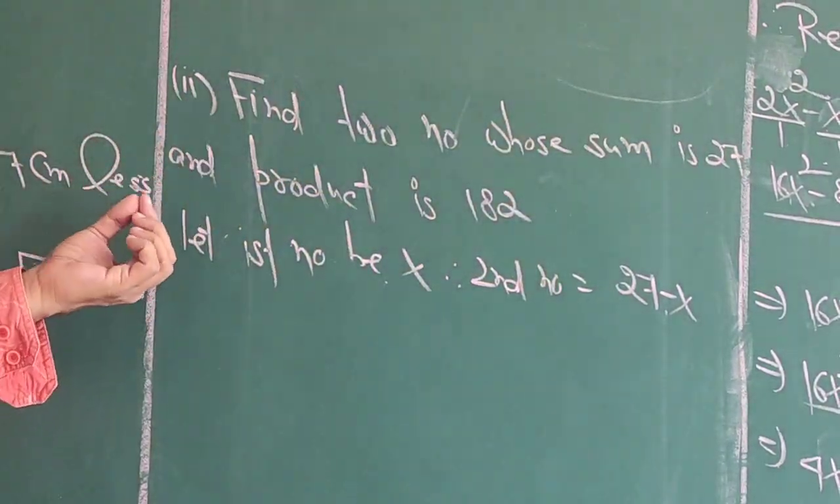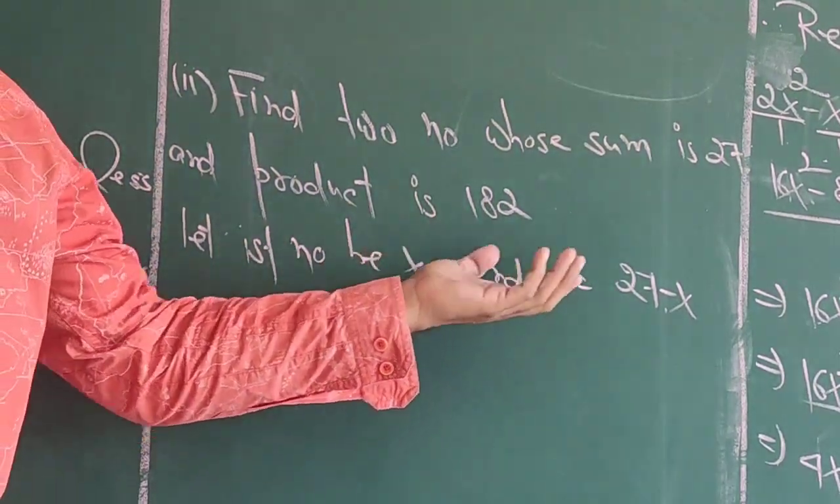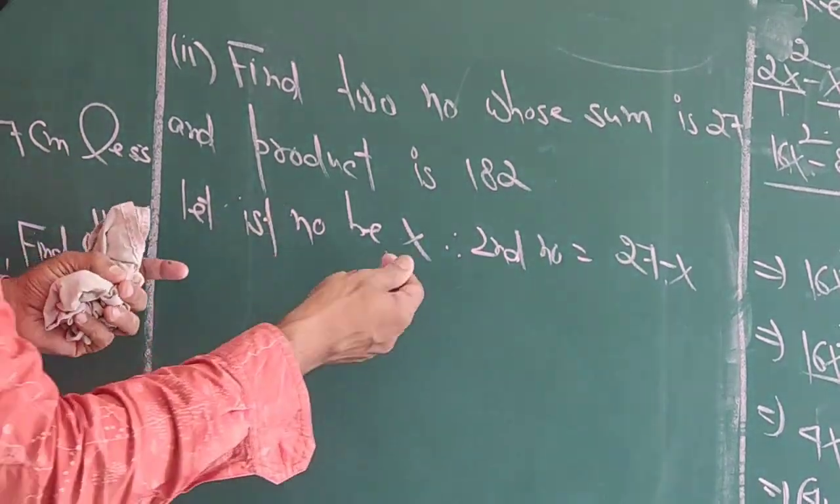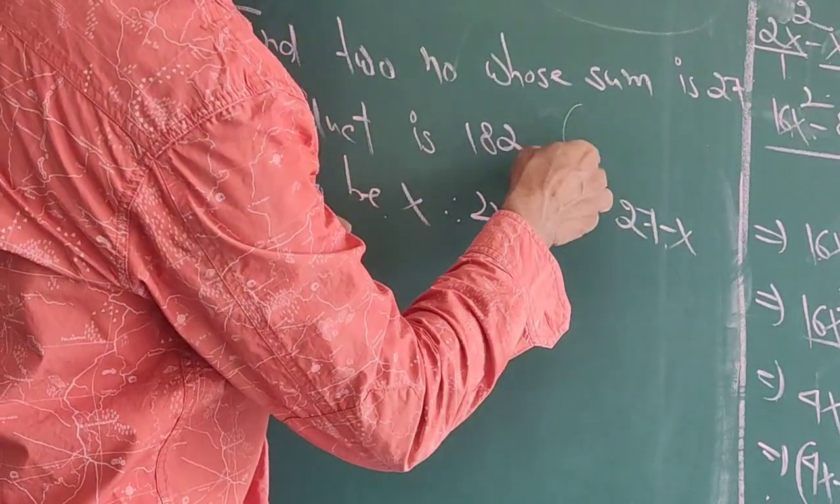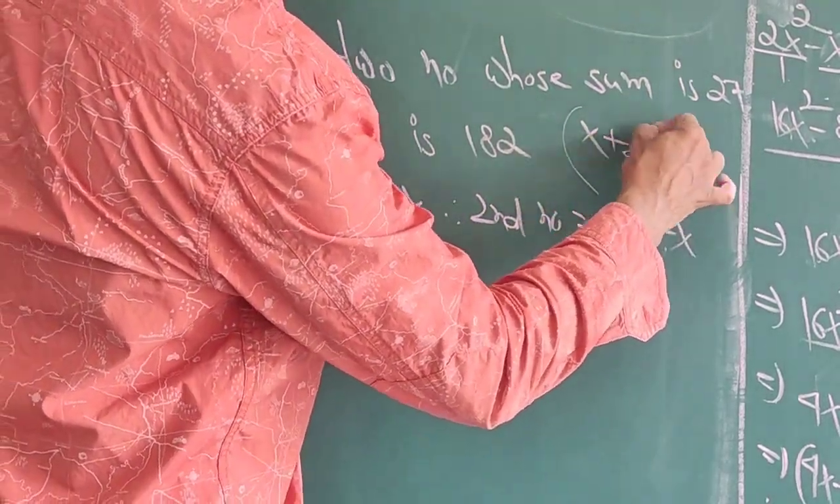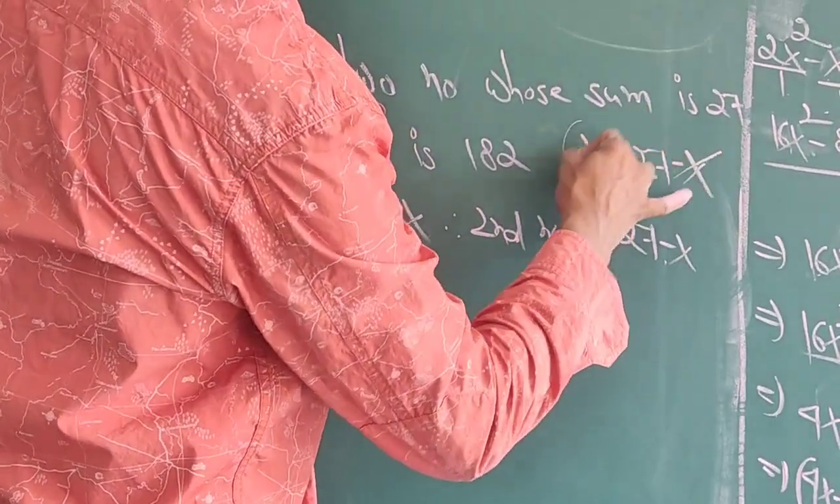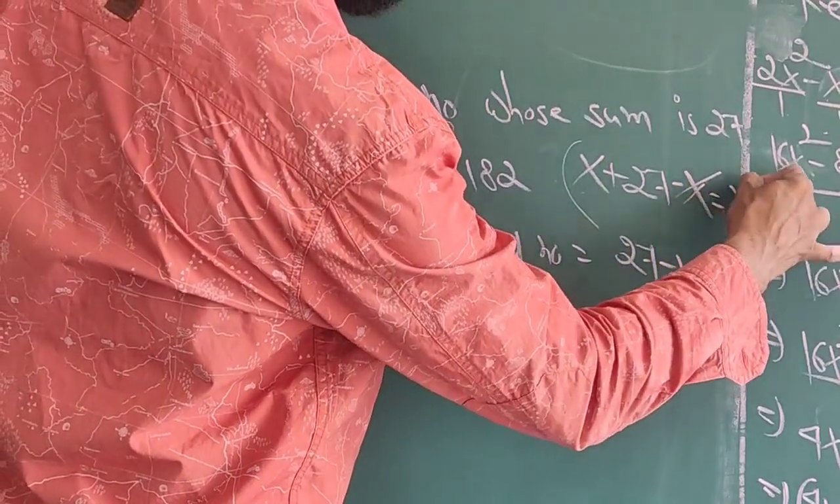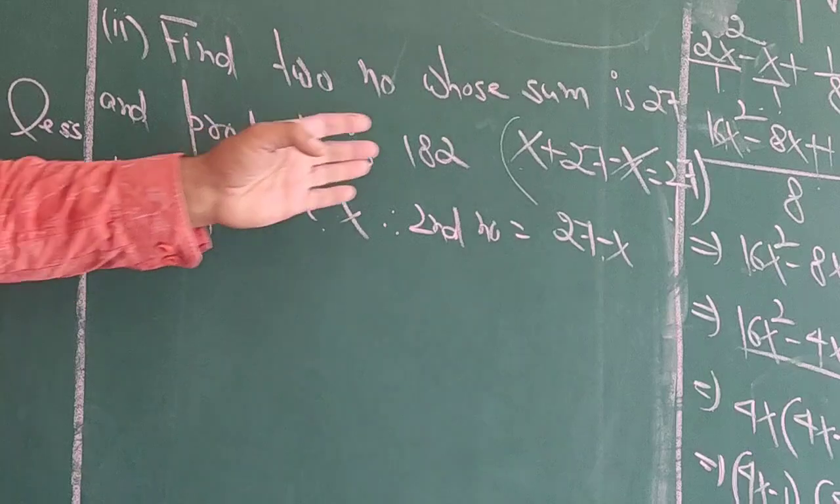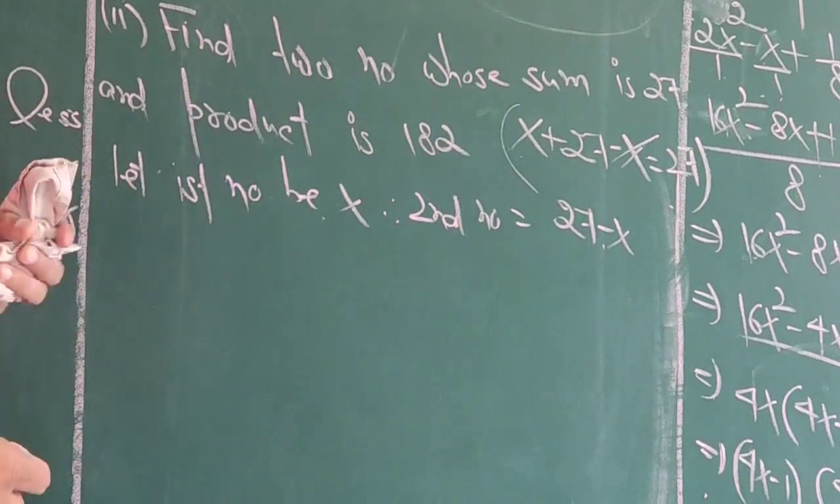So when we suppose the first number is x, then the second number must be 27 minus x, because when we add these two numbers we get 27. By checking, first number x plus second number 27 minus x is equal to 27. So when we assume the first number is x, then the second number must be 27 minus x.